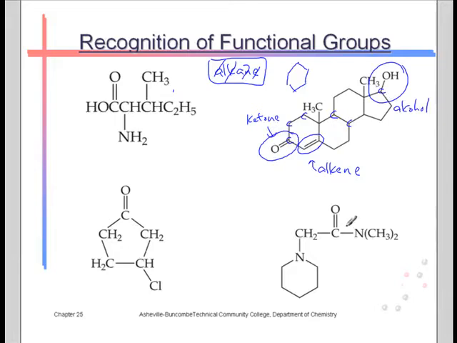Actually, all of my compounds here have a carbonyl group. So let's just take them one at a time. And again, focus in exactly on what is attached on either side of that carbonyl group. Here we have a carbon and then an OH group here. This is one of our carboxylic acids.